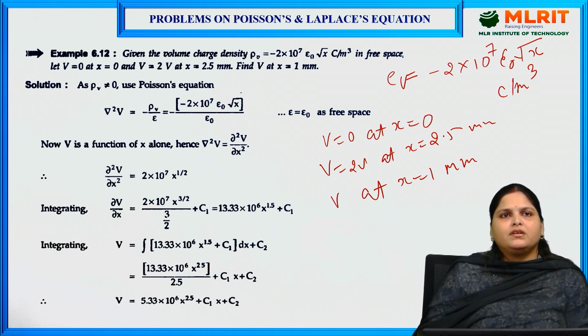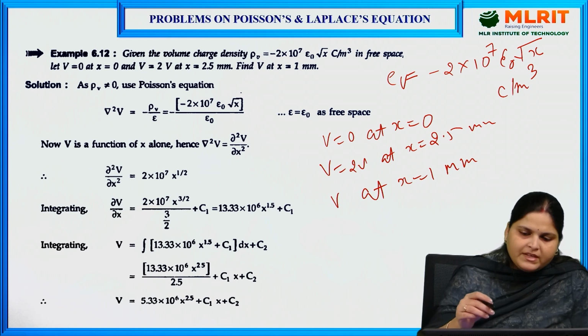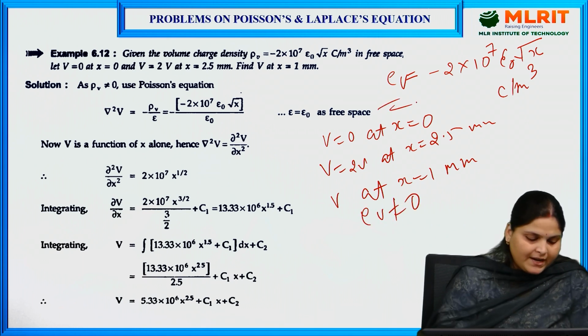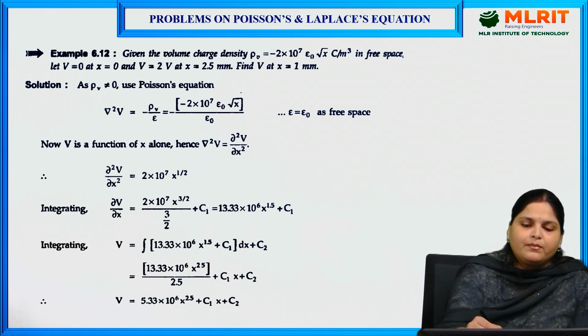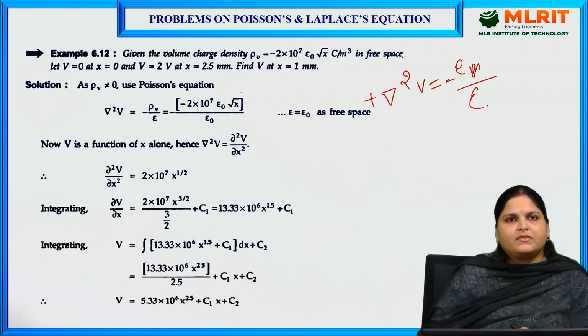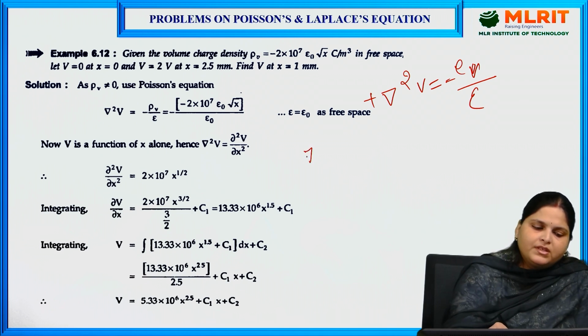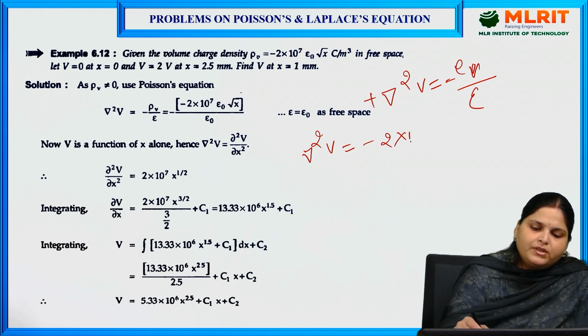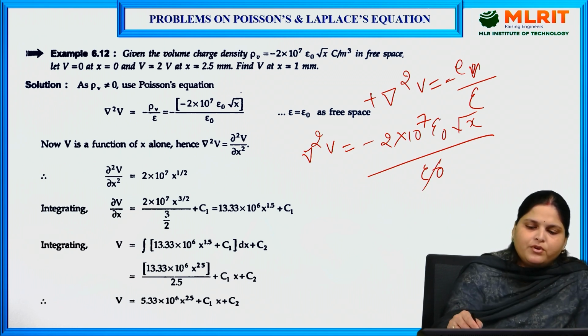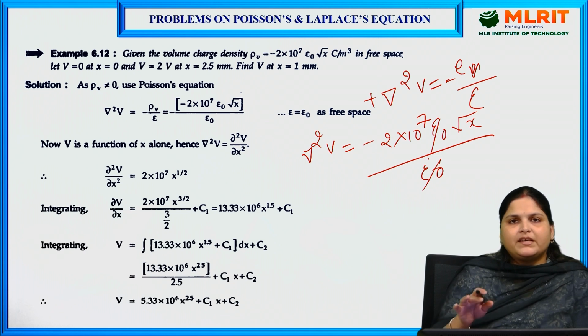So what will we use? Obviously we cannot use Laplace equation because rho v is not equal to 0. Rho v is given. That means we will use Poisson's equation, that means minus del square V is equal to rho v by epsilon. So in this formula we can put del square V is equal to rho v, which is minus 2 into 10 to the power 7 epsilon naught under root x upon epsilon naught. Epsilon naught will get cancelled, and it is clear that it is only a function of x.